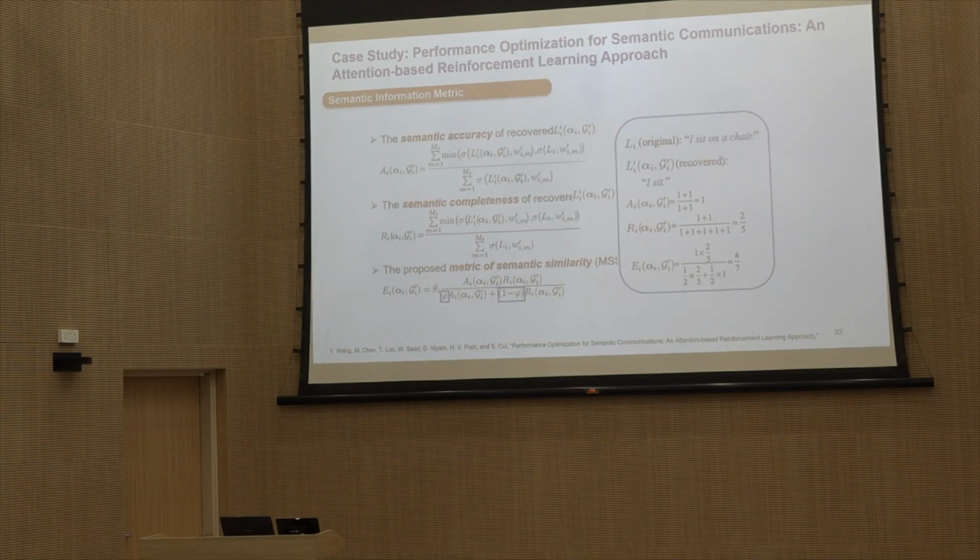Here, for the semantic information metrics, we look at three metrics, including the semantic accuracy of the recovered text, the semantic completeness, and the metric of semantic similarity. So the different performance metrics are combined together. The accuracy ensures that the meaning of the words can be retained at the receiver. Completeness indicates that the receiver can receive as much semantic information as possible. And the metric of semantic similarity looks at the similarity of the recovered text compared with the original text.